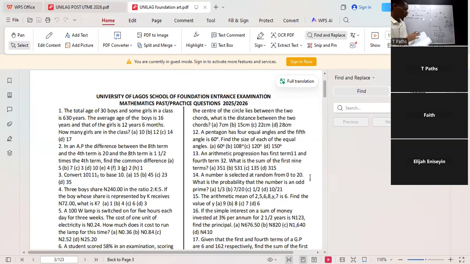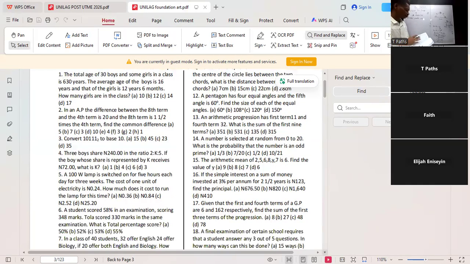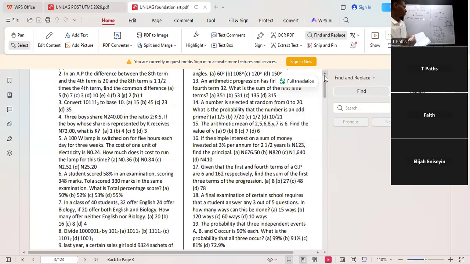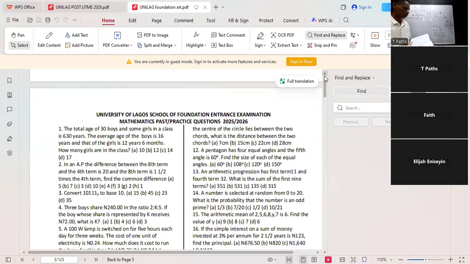Sorry about that. Okay, so number 11, it's showing on your screen right now of the past question. This is the Unilag Foundation past question, page 2, number 11. If you have it, you can open it, but if you don't, it is still on the screen. So this is an exercise. I need you to work on it right now in the next 2 minutes before we move on. Two parallel chords are respectively 48 centimeter.